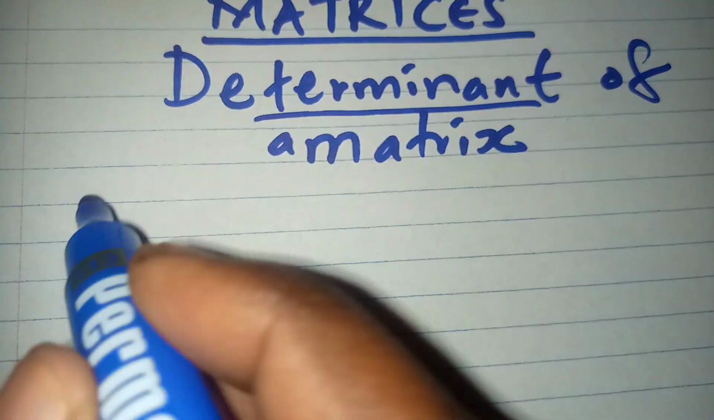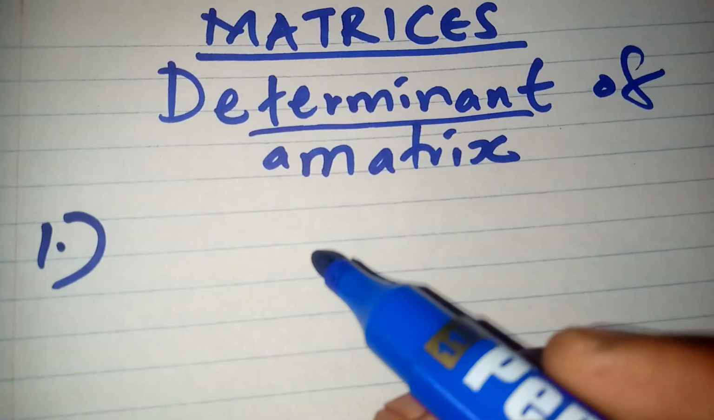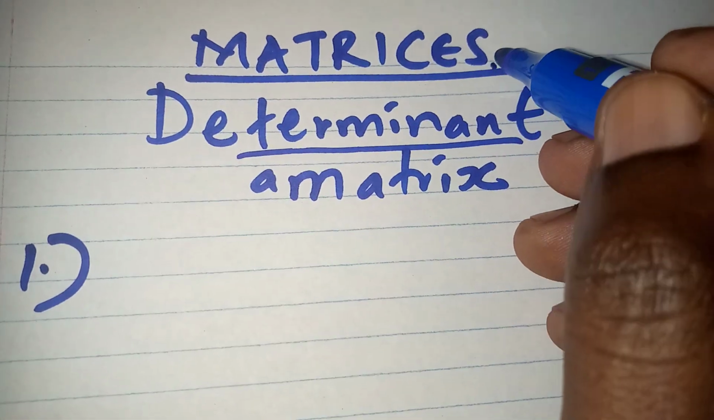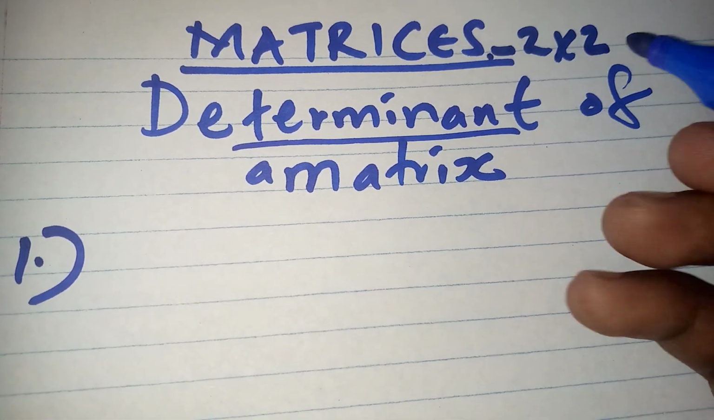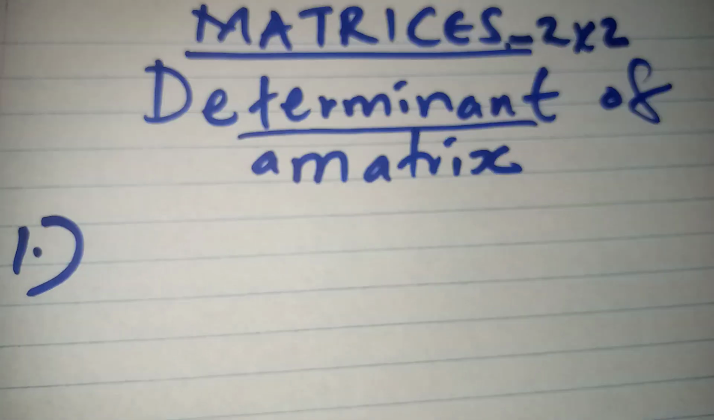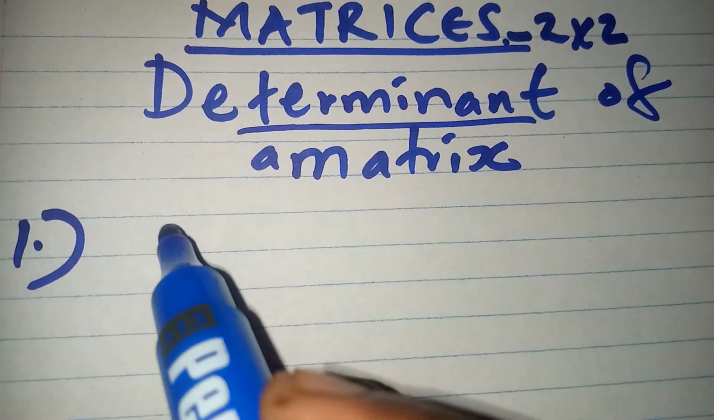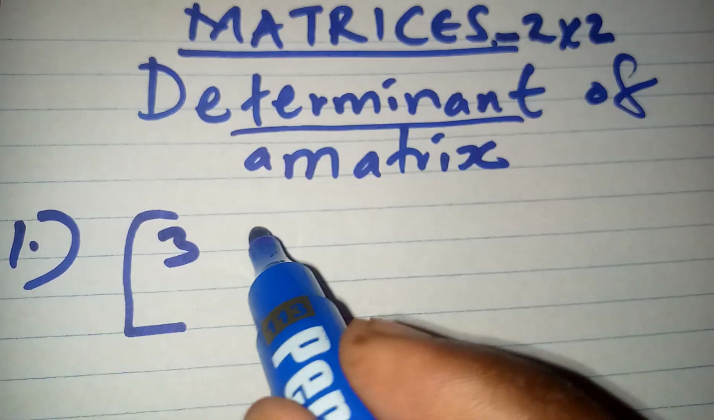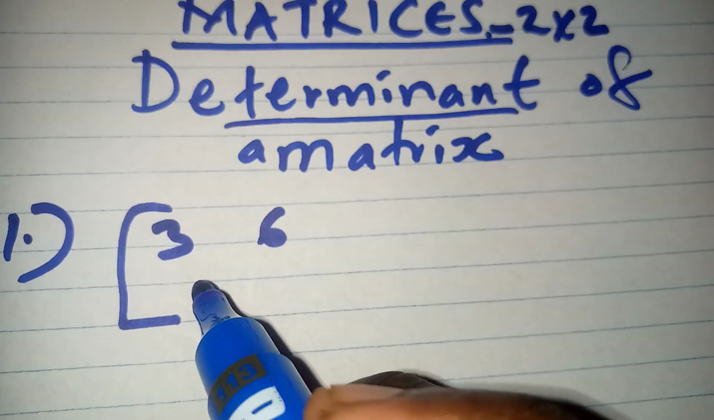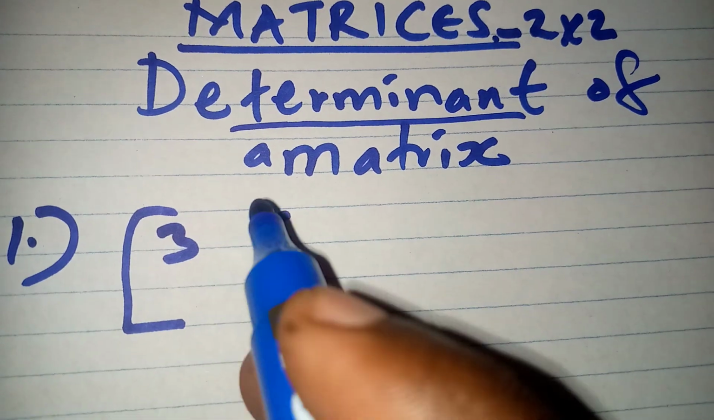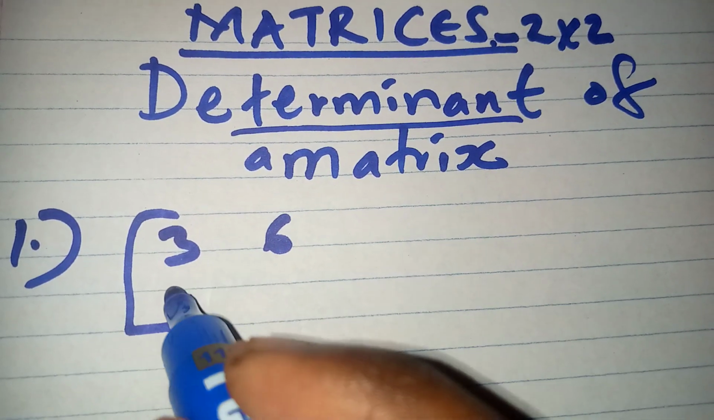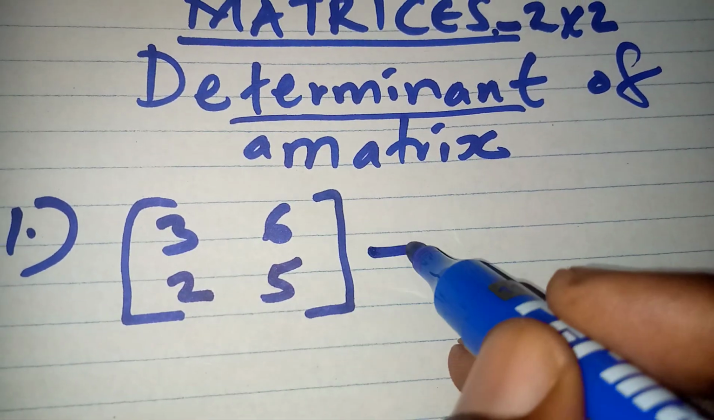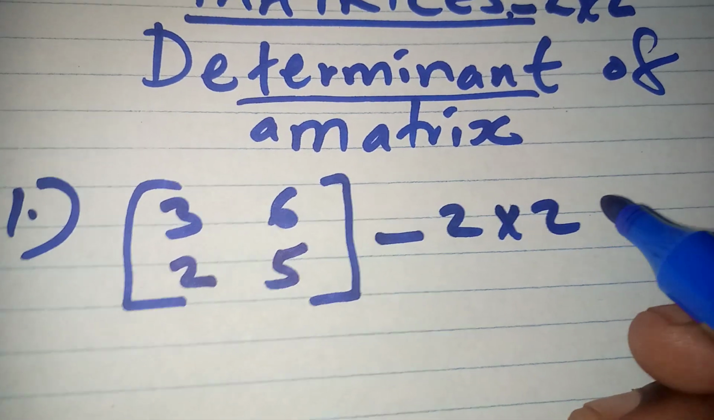So first of all, let us start with a given matrix. Remember, the matrix that we're dealing with here is a 2 by 2 matrix, meaning it has 2 rows and 2 columns. Our first matrix is, let's say this one, 3, 6, and 2, 5. So this is an example of a 2 by 2 matrix.